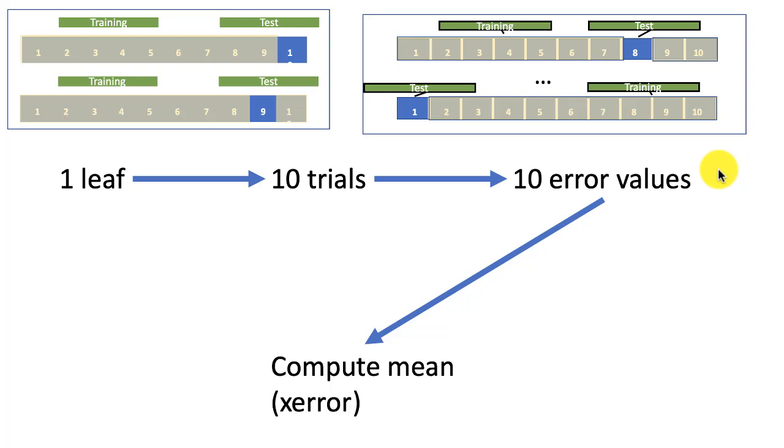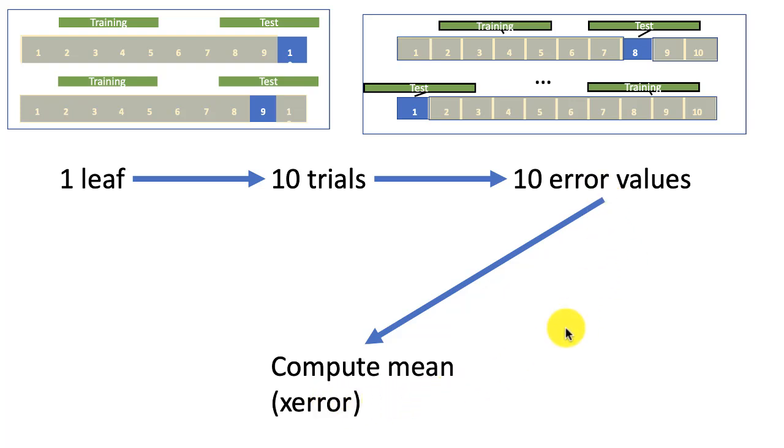That is, for every case with one leaf, you're going to make a prediction. And of course, you have the actual value. So you have the deviation between the predicted value and the actual value. You calculate the sum of squares, and then you calculate the mean of that, the mean of the 10 error values for each of the 10 trials. So that is what is called the cross-validation error.